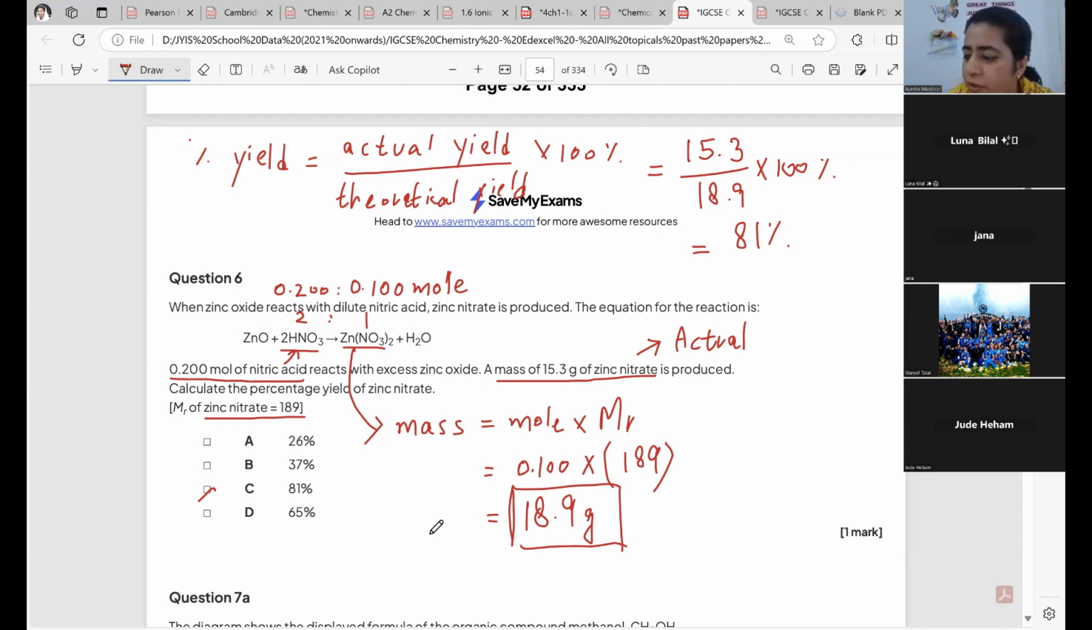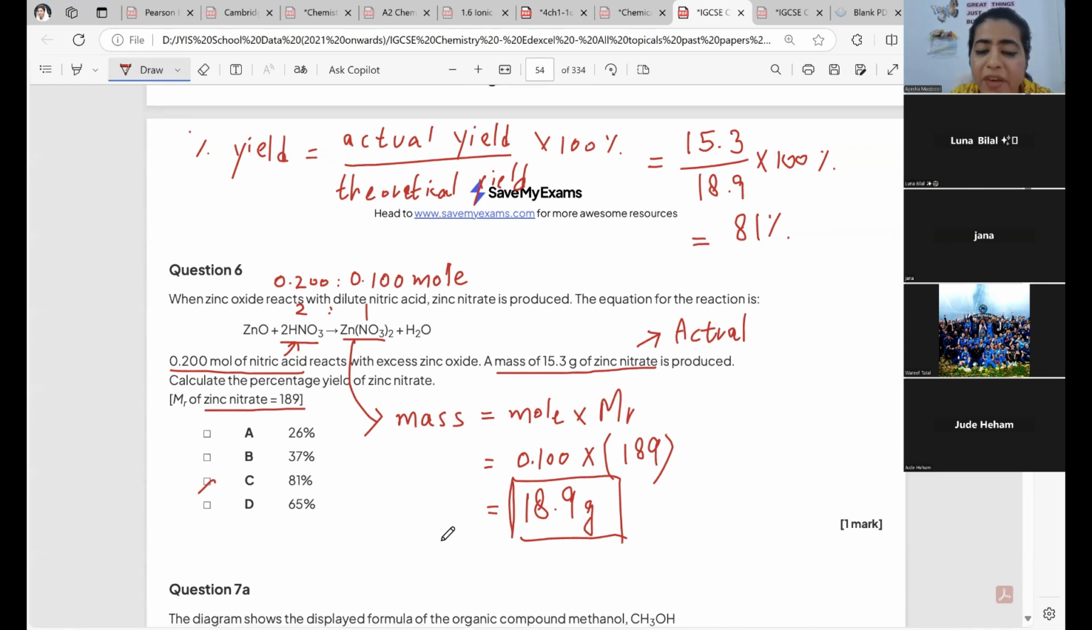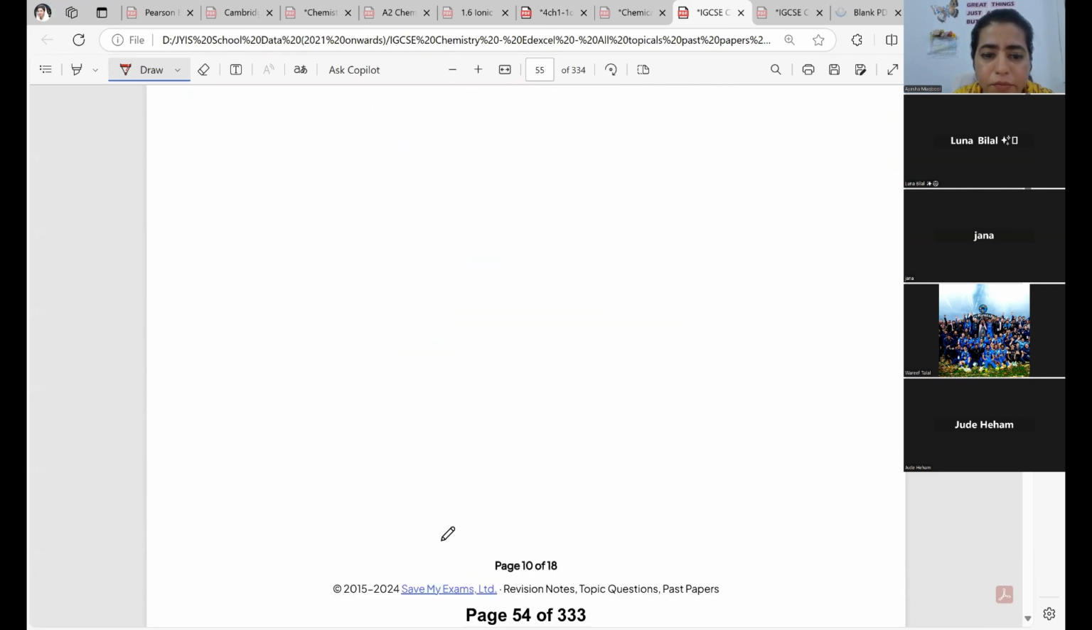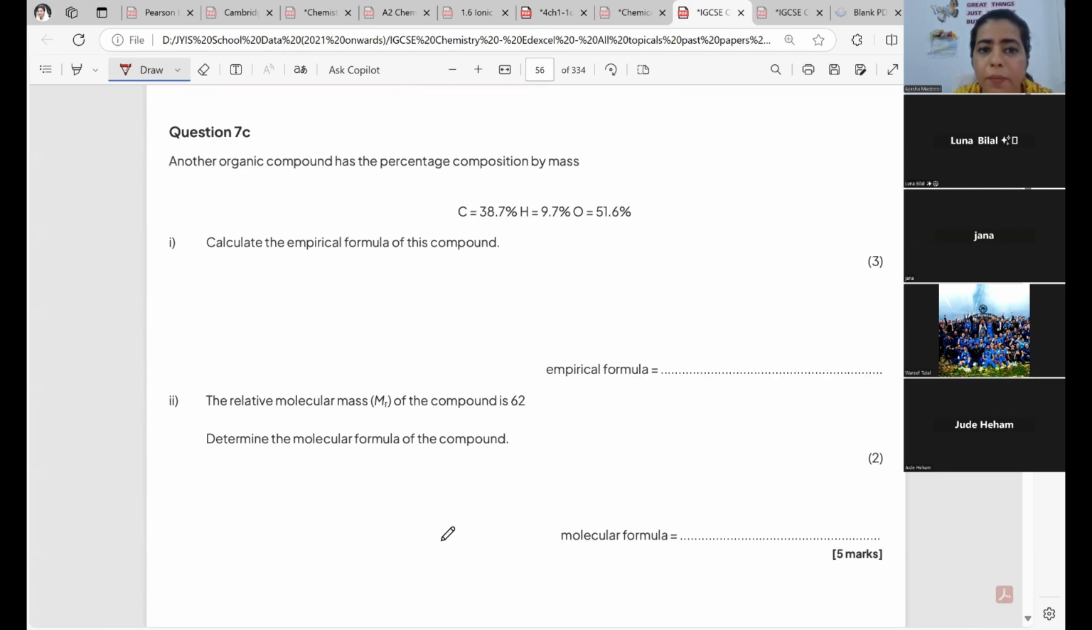Okay, I hope this is clear to everyone. Yes, Miss. Let's move to the next question. Question number 7, A and B is from organic chemistry. Skip for now and move to the question number 7C. Okay, this one you can quickly do. Quickly, within a second, tell me the answer.